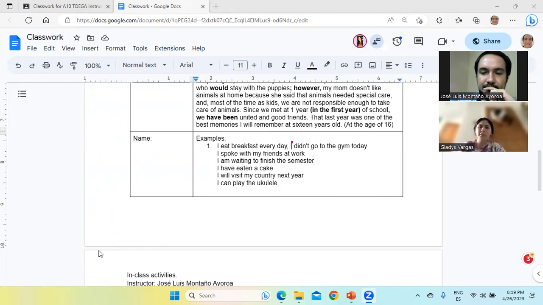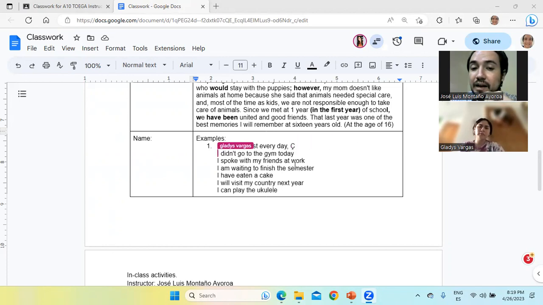Well, but I don't know how to write with I. If you don't have the verb to be, you don't have to worry about I because it's the same. It's the same as the examples that you did. For example, in number one, what is the auxiliary? I eat breakfast every day. What do you say? In that one, what is the auxiliary?